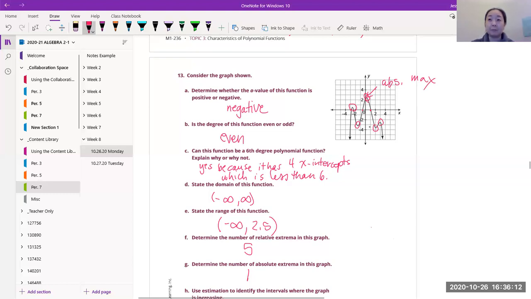Do we have an absolute minimum? No, because we have these arrows that go all the way down, right? That's much lower than any of these points.